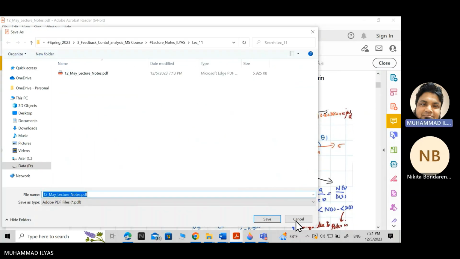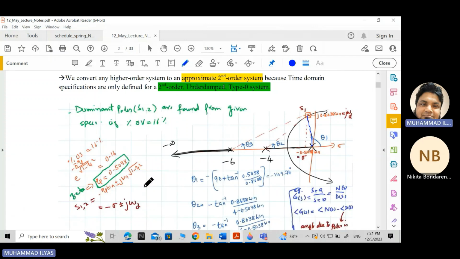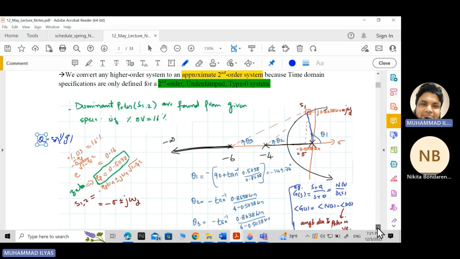Also, you know how we draw this zeta line. The angle theta is cos inverse of zeta. From this formula you can draw this line. So this line cuts the root locus at S1, and that is our dominant pole.